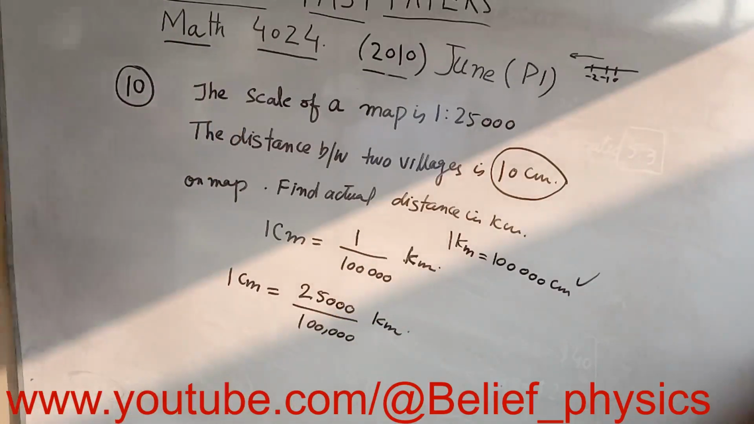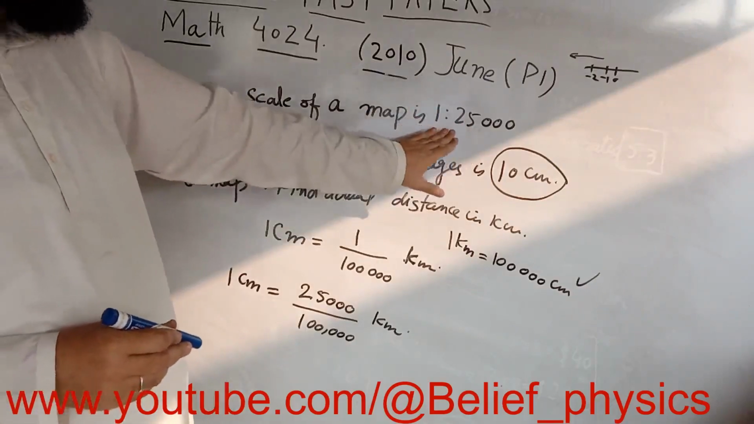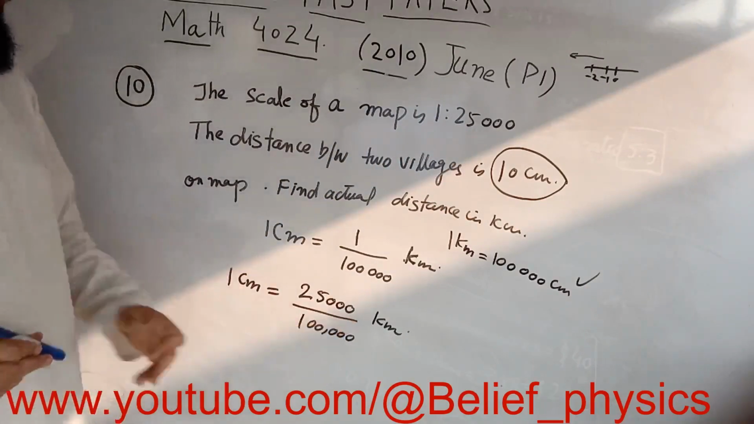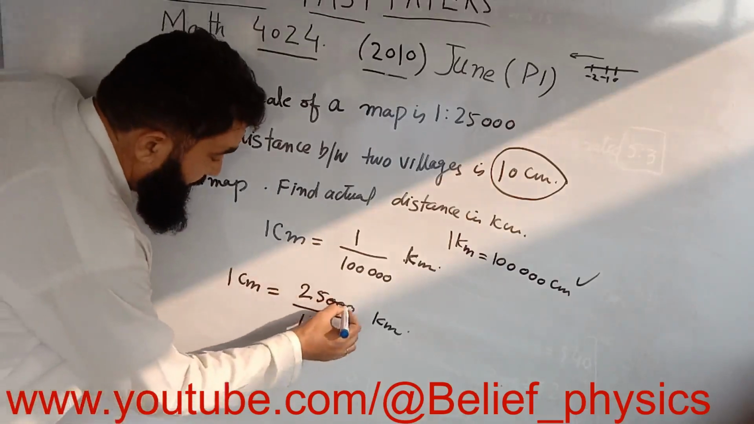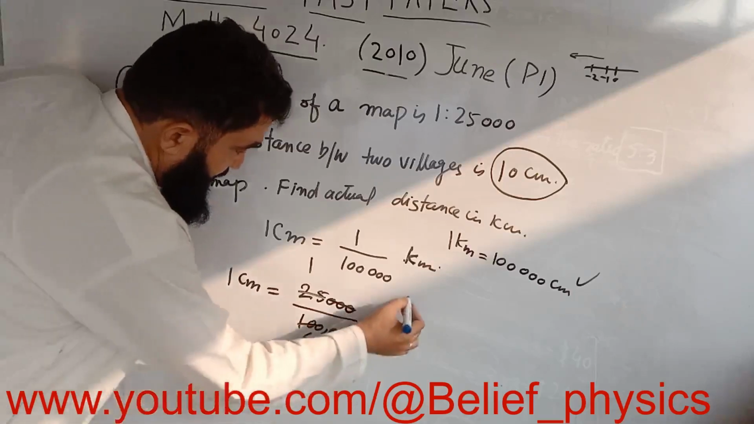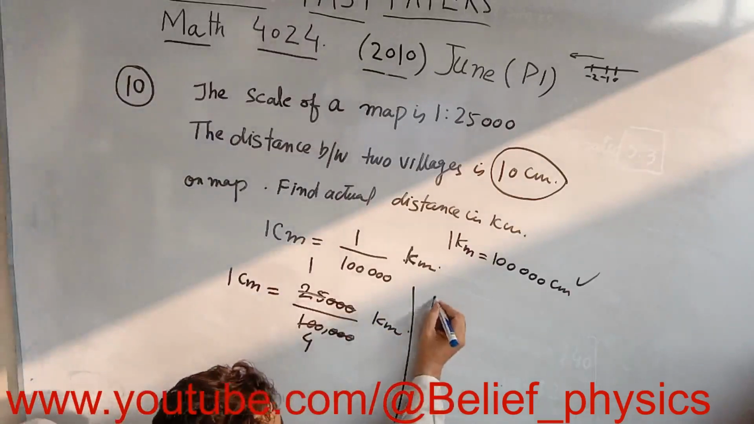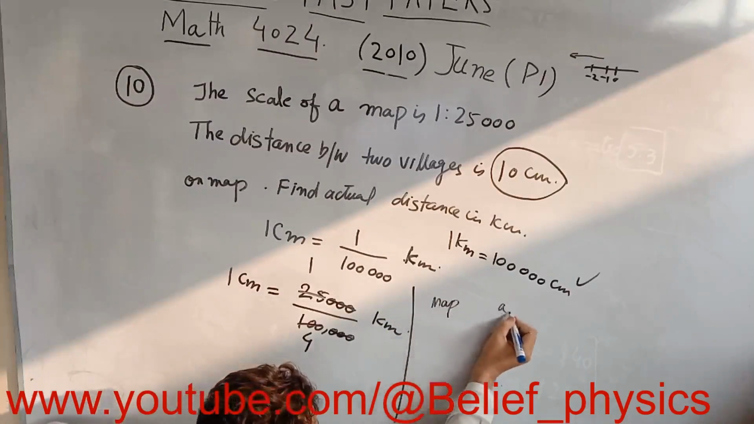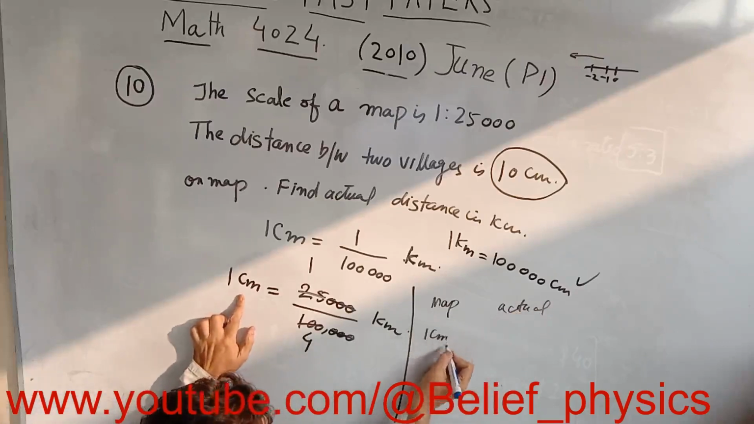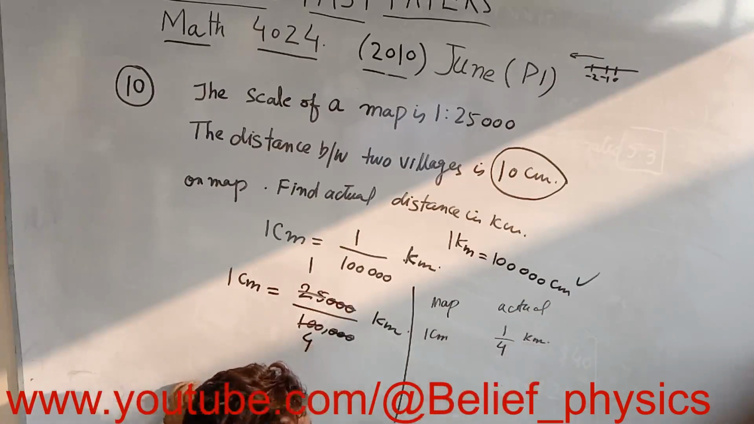We have converted this scale into centimeter. This was actually same units. Now we converted into centimeter and kilometer relation. So here 1 over 4. It means if I write map and actual, then 1 centimeter on map will show 1 over 4 kilometer actual.